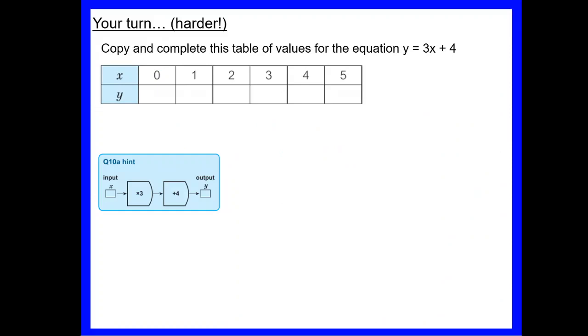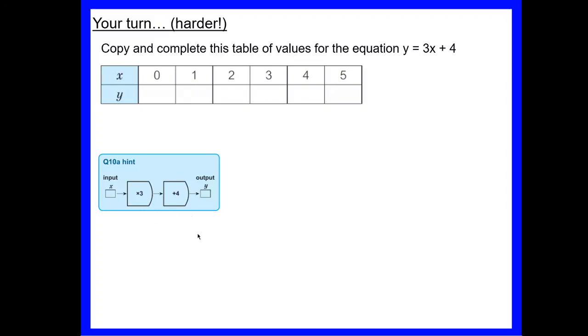All right then, so another chance to have another go. This one's a little bit harder. So for this one then, our equation is y equals 3x plus 4. So that's telling us to do 3 times the x coordinate, and then add 4, and that will give us our y coordinate. So again, little hint here, if you input your x value, times it by 3 and add 4, that will give you your output of y.